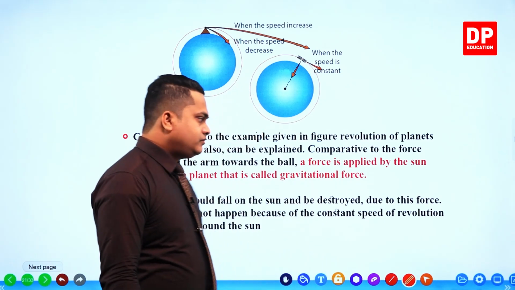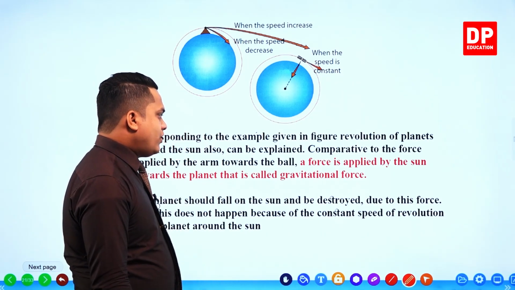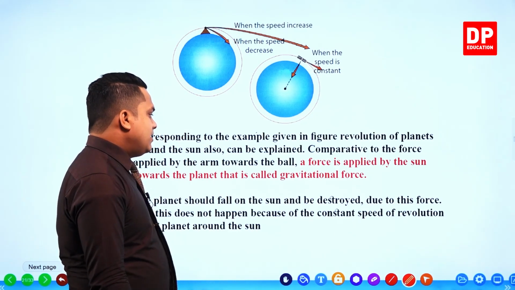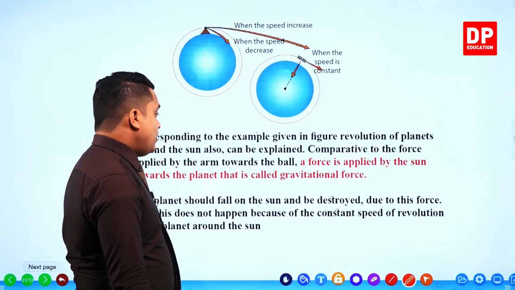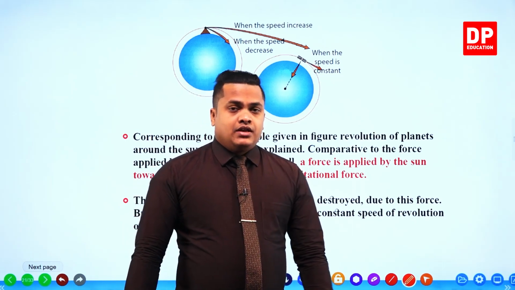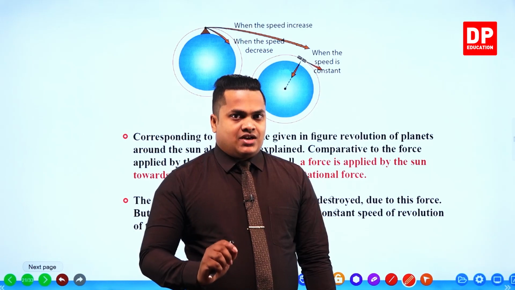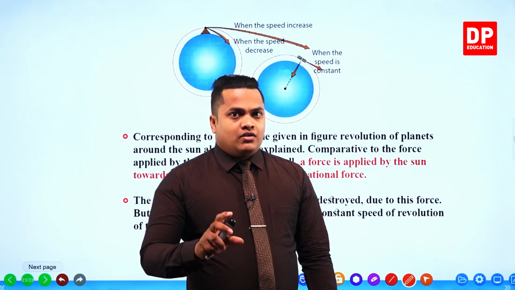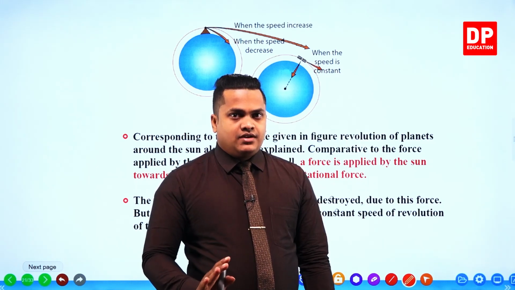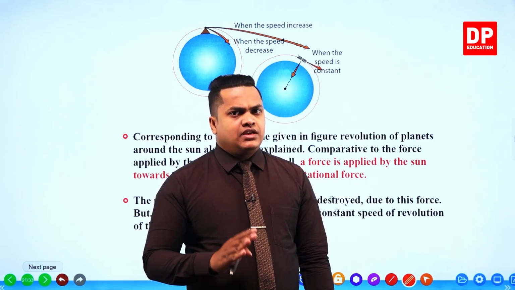Okay, the planet should fall on the sun and be destroyed due to this force, but this does not happen because of the constant speed of revolution of the planet around the sun. Now during the rotation, my dear children, I told you that there is a chance that the ball or the planet will come and meet with the surface of the sun, and it will fall to the sun and get destroyed. But however, that is not going to occur.